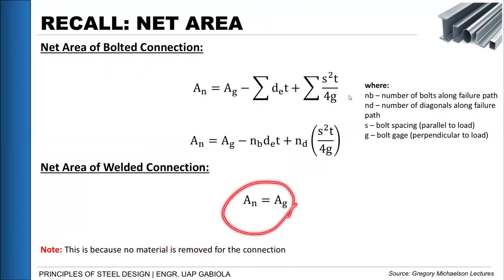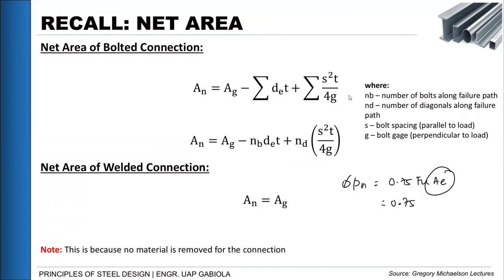So if we are trying to identify the value of the capacity for rupture, the formula that we have of Pn is equal to 0.75 Fu Ae. Ae will automatically be equal to 0.75 Fu, then our shear lag factor times Ag. That is for welded connection.